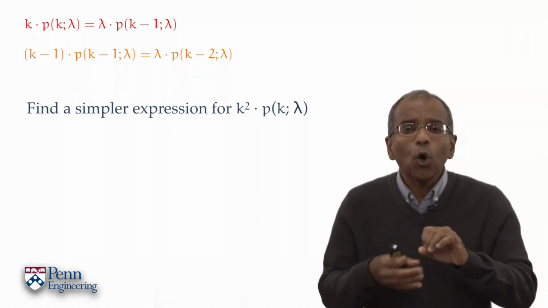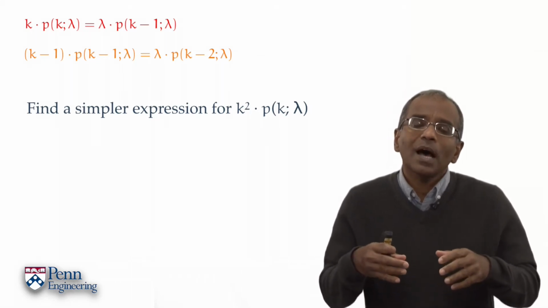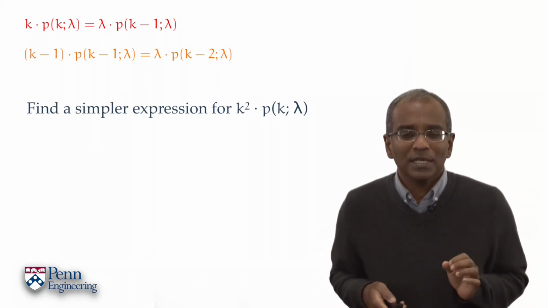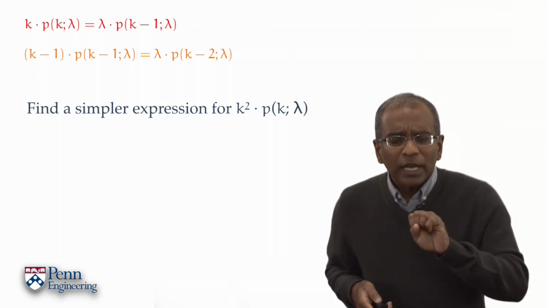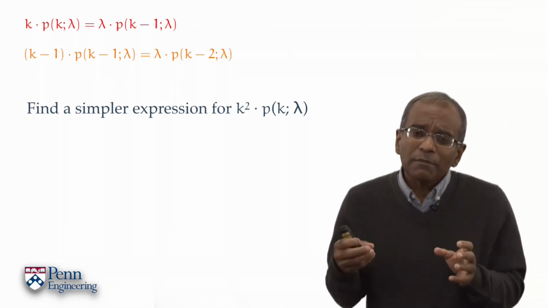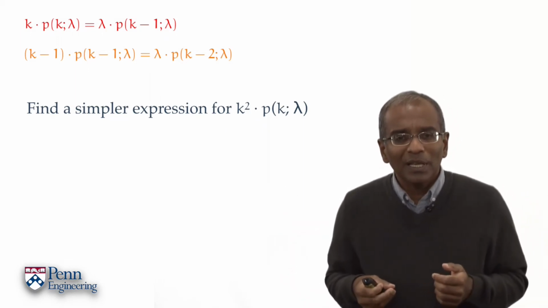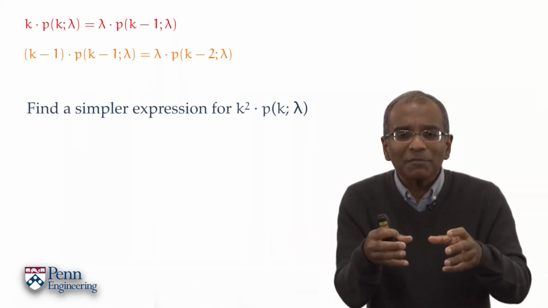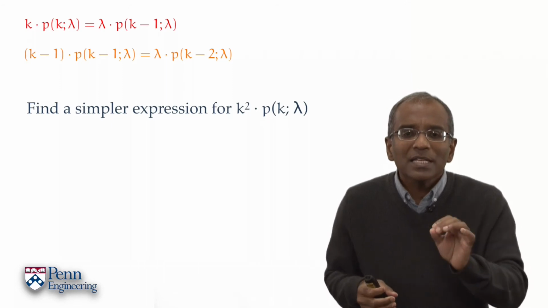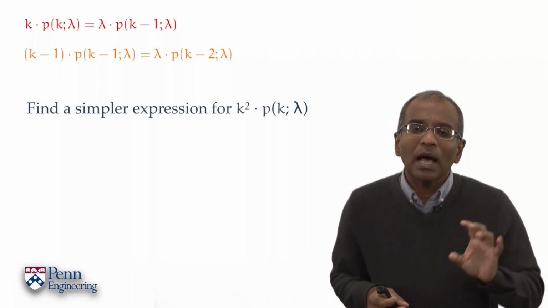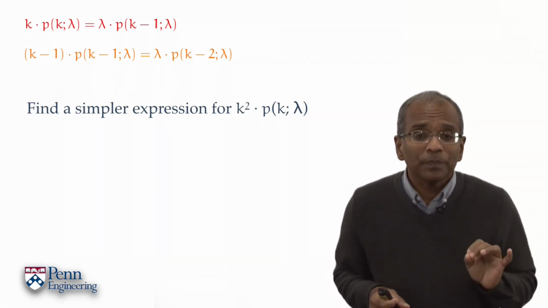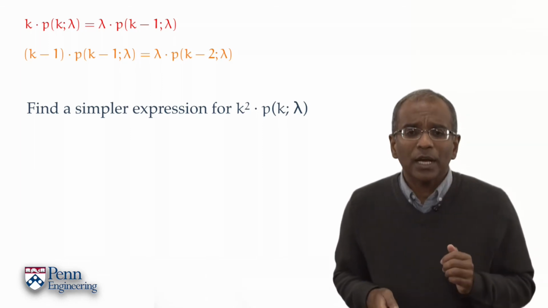Can we find an alternative expression for this in terms of other Poisson probabilities? Pause the lecture for a moment and see if, following the lines of discovery that we followed for the binomial, you can simplify this and find an expression in terms of P of k minus 1 and P of k minus 2. Restart the lecture when you are ready.